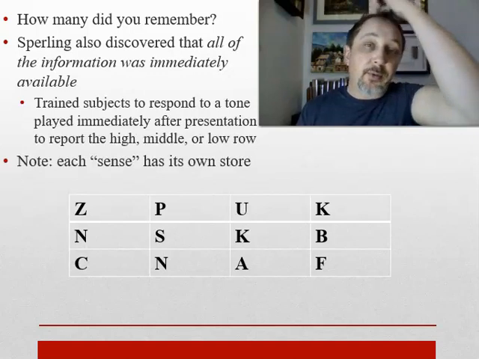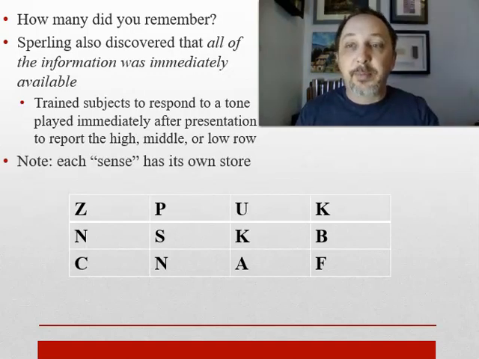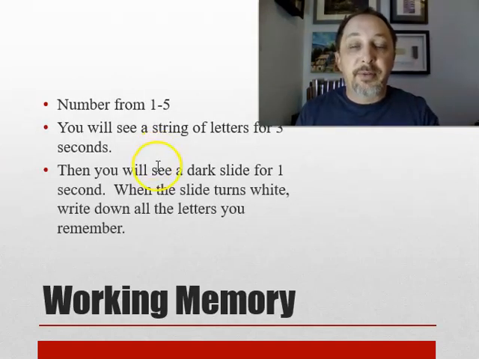All right, you ready for the next experiment? We're going to do 5 lists. You'll see a string of letters for 3 seconds, and then you'll see a dark slide for 1 second. When the slide then turns white again, write down everything you can remember. You ready? Here we go.